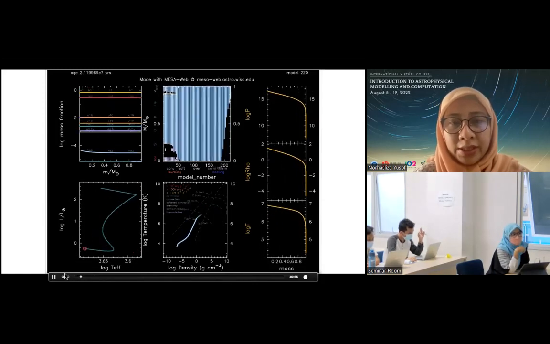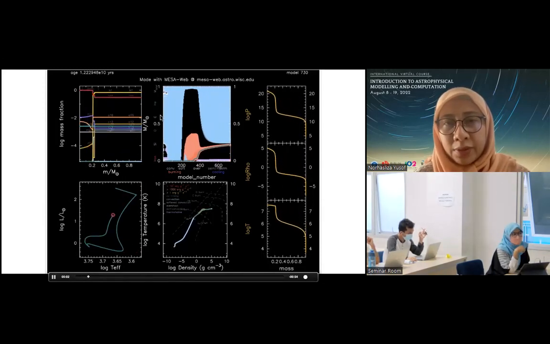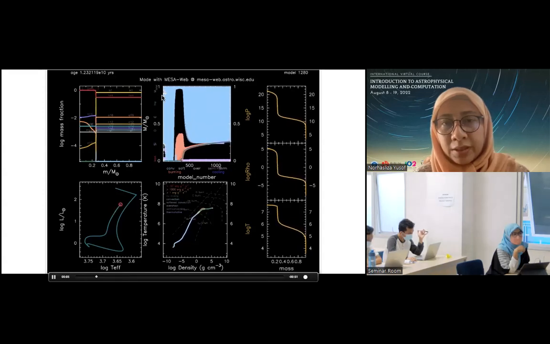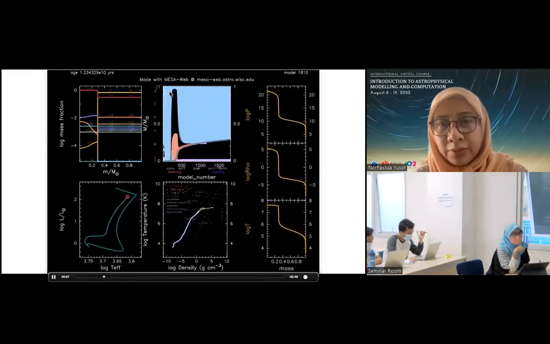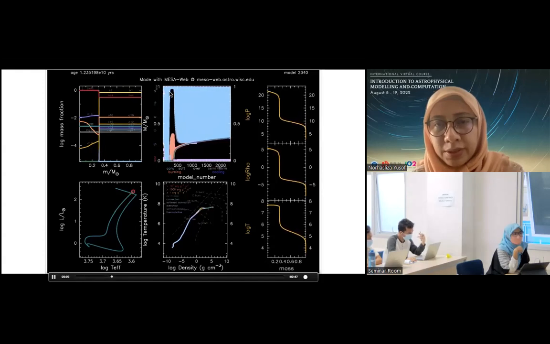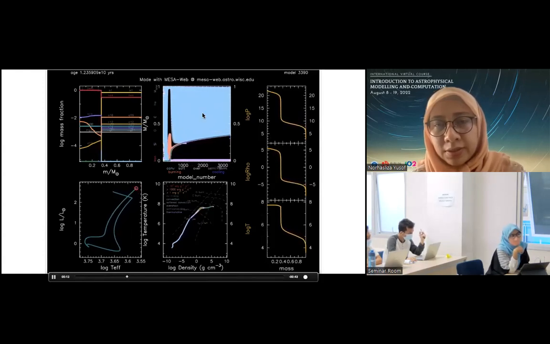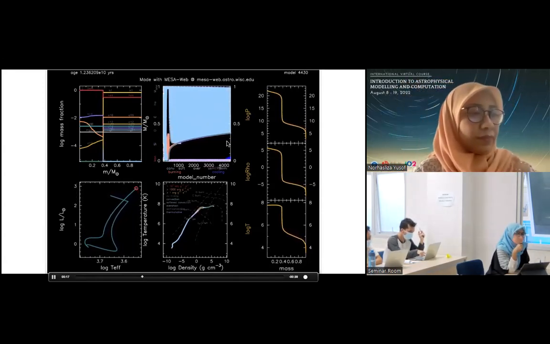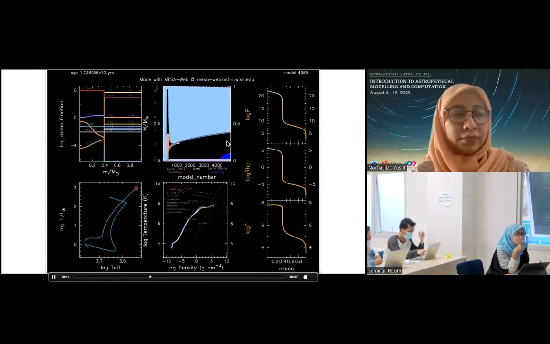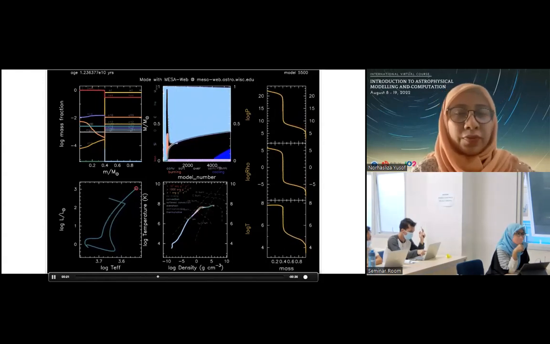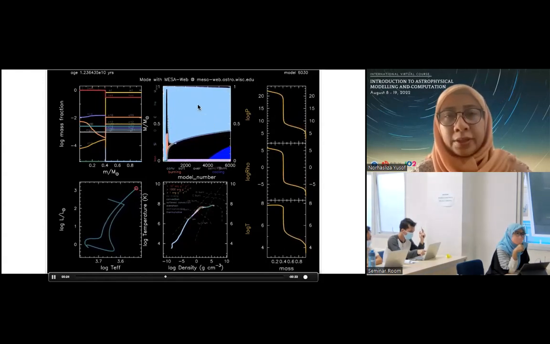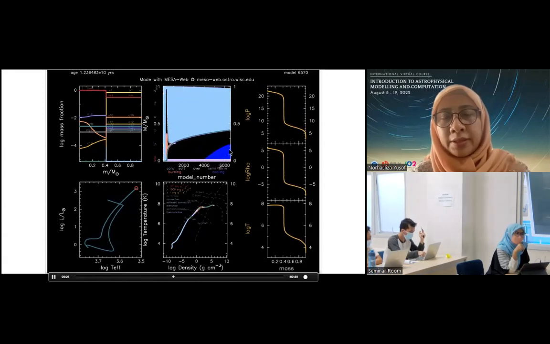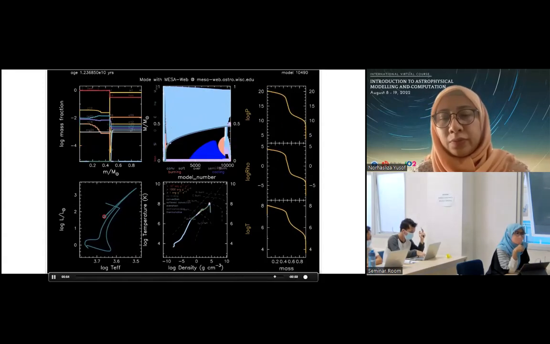Okay, so when we see this convective zone is actually at the outmost layer, right? So here, do we have the convective zone here? Let me see. So convective zone is usually at this, what they call it, at the surface. So let me see that it will move.